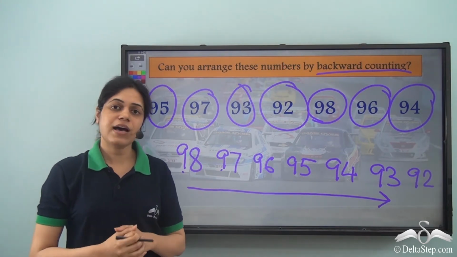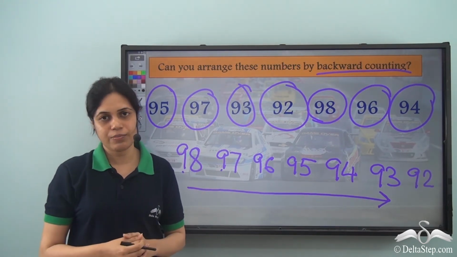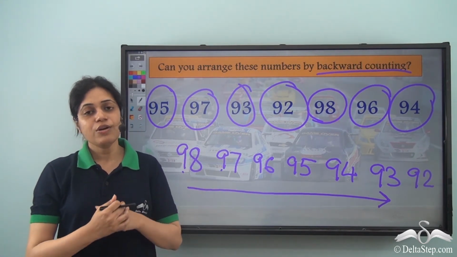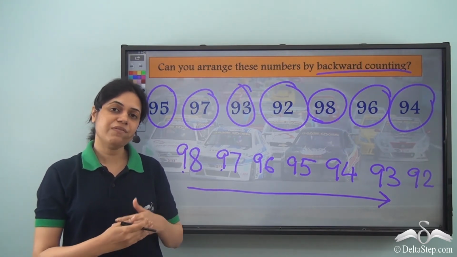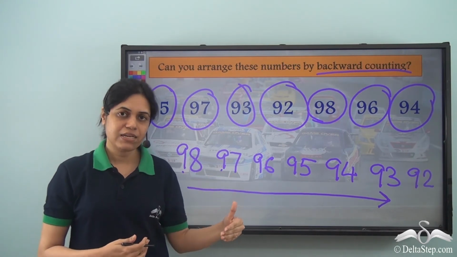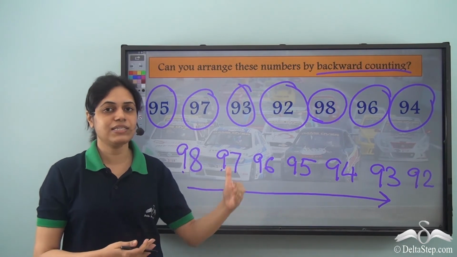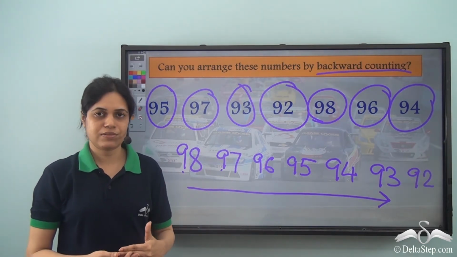So this is how we arrange the different numbers by forward counting and backward counting. Forward counting is moving one step ahead, step by step, and backward counting is moving one step backwards.